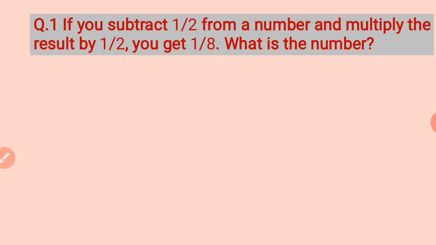Let me read out the question. If you subtract 1 by 2 from a number and multiply the result by 1 by 2, you get 1 by 8. What is the number? There is one number that you have to find out. It is a special number. There is a certain condition that is given over there. Let us start with the example.